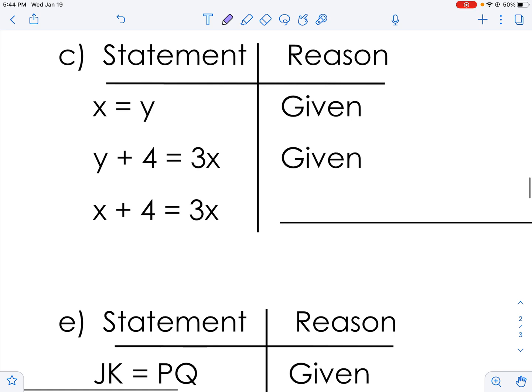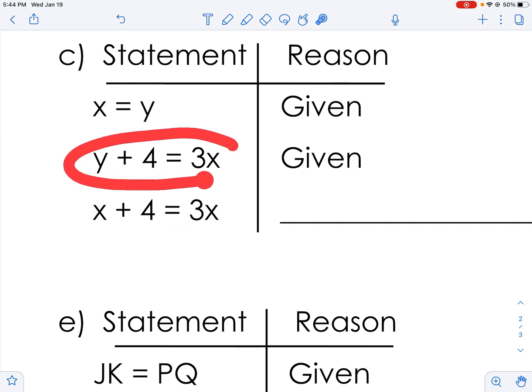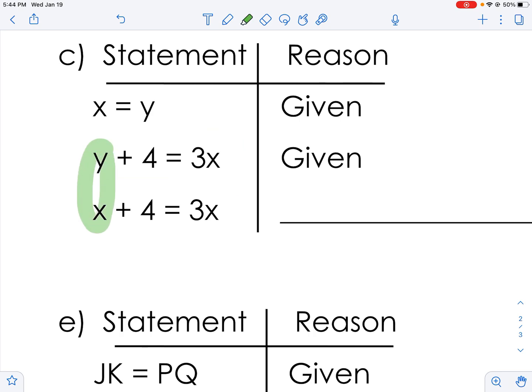Taking a look at this one, they said x equals y, y plus 4 equals 3x, x plus 4 equals 3x. They gave you two things, and then they went from here to here. Now ask yourself, what did they change from here to here? Looking at those two rows, what changed? And if you notice that changed, they replaced the y with an x. If they replaced something, they swapped something in, that's substitution property.